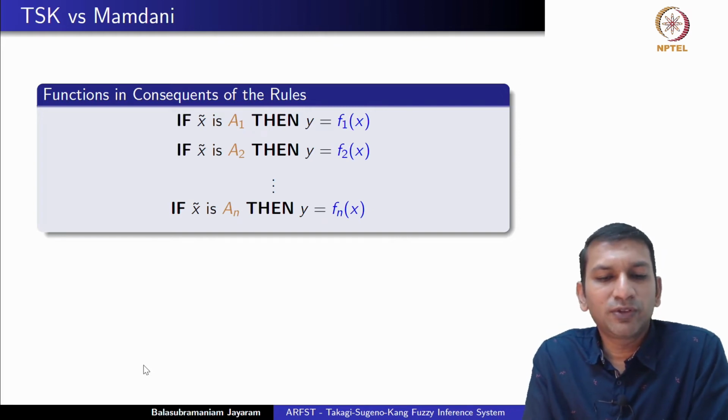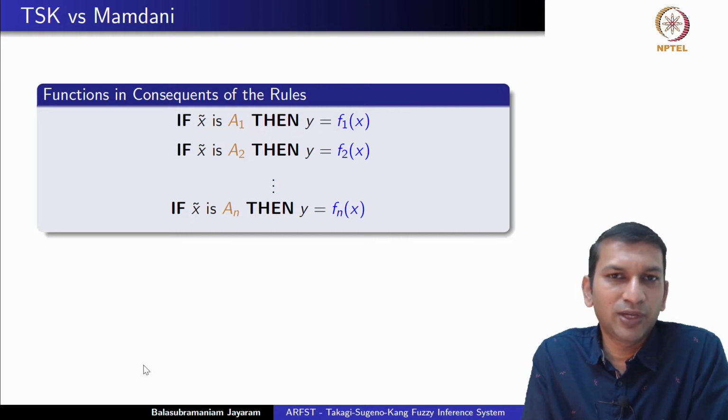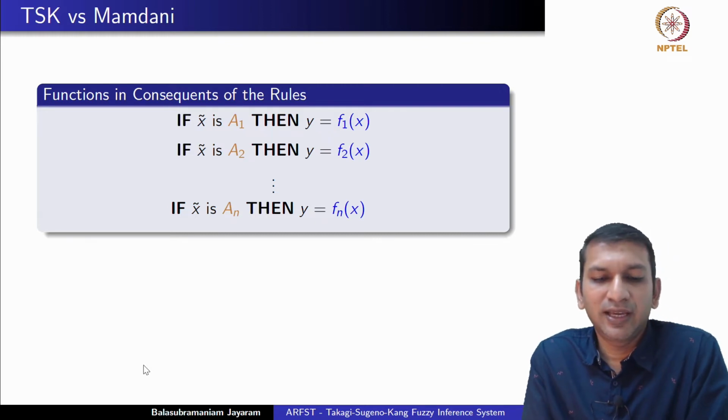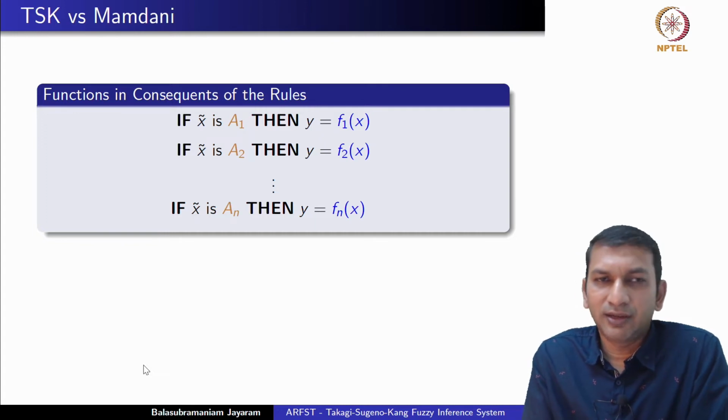So you would have rules of the form: if x tilde is A1, then y is equal to f1 of x. If x tilde is An, then y is equal to fn of x, so on and so forth. Now, these functions f1, f2, so on till fn, are real valued functions.